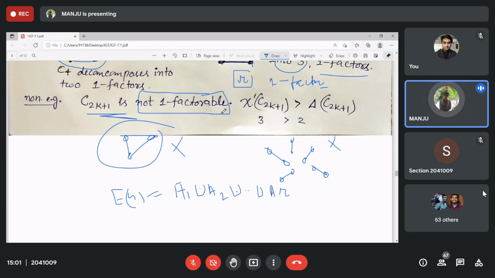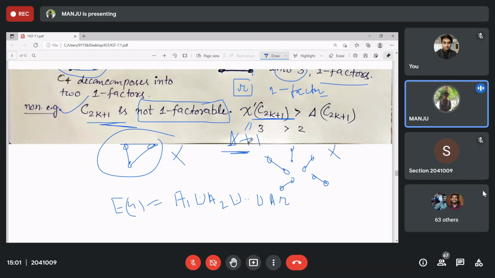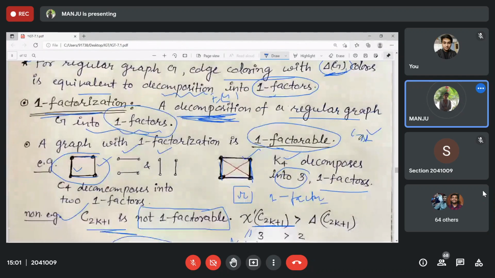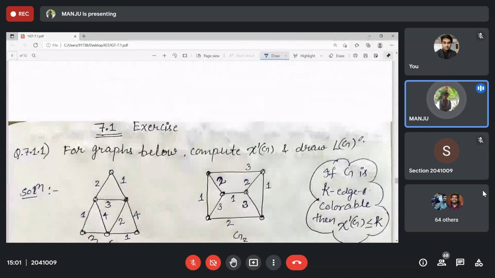Okay, the edges of C2k plus 1, that is an odd cycle, cannot be decomposed into one factors. Clear? That's why you can have this as delta plus 1. This is equal to delta plus 1. Class 2. Clear? Class 2. I told you. Here. Class 2. All the odd cycles. Clear? Whenever it is class 1, it is equal to delta. Clear? So that's the end of this one.